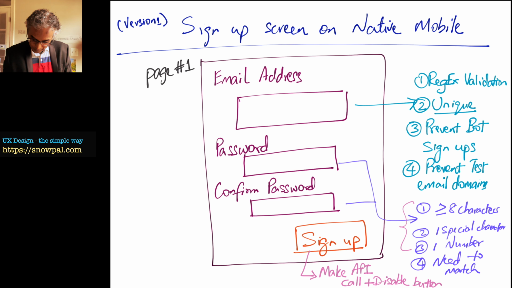2 is prevent bot signups. Now you could do this on the UI or the API or on both ends. But we at least want to account for something. And also dummy emails, for instance. There's plenty of test emails that you could be using. We don't want users to sign up using those domains, essentially, right? So prevent test email domains, essentially, right? So those are some of them.